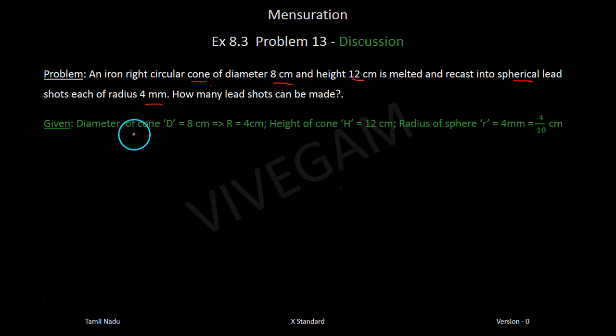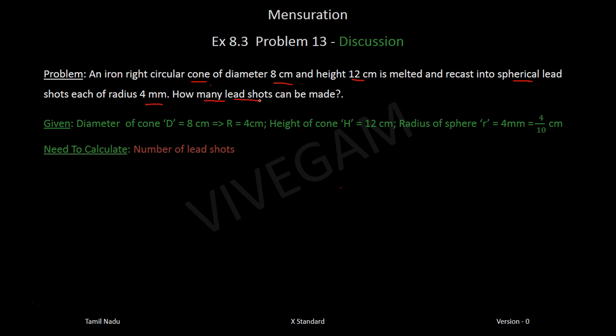Let's list out what is given. Diameter of the cone is 8 cm, which means the radius is 4 cm, half of it. Height of the cone, h, is 12 cm. Radius of the sphere, small r, is 4 mm, that is equal to 4 by 10 centimeters. What are we asked? We are asked to find how many lead shards can be made. That is the number of lead shards which can be made, is the one which we need to calculate. So let's list the formulas.